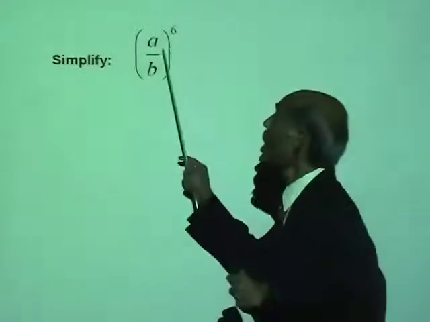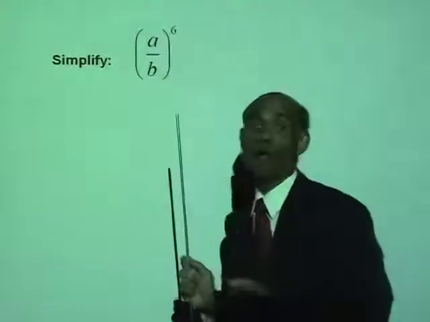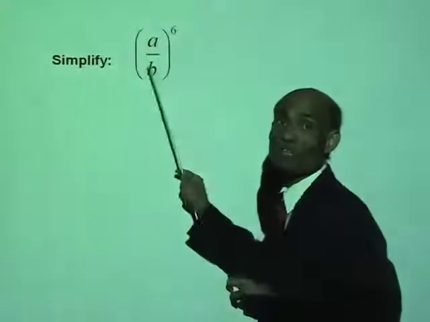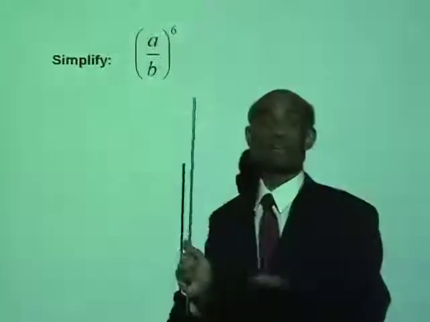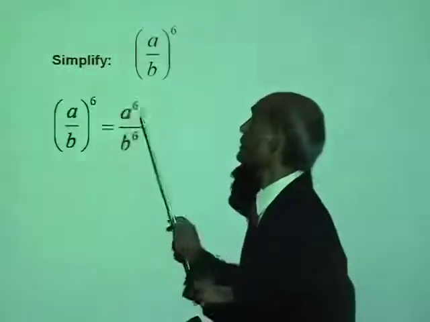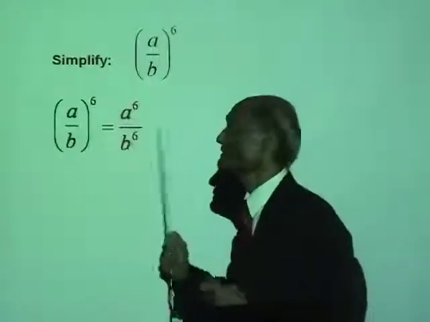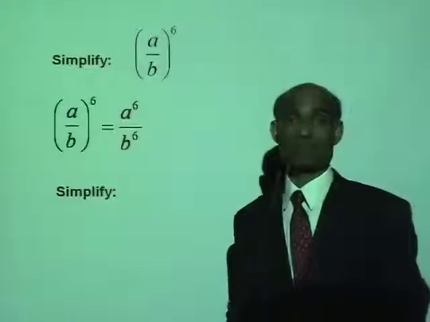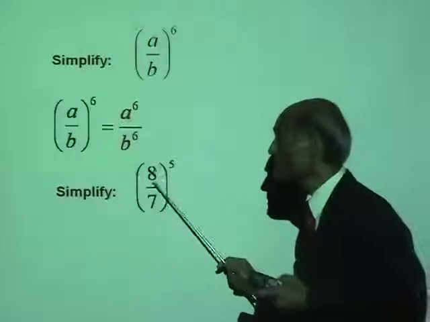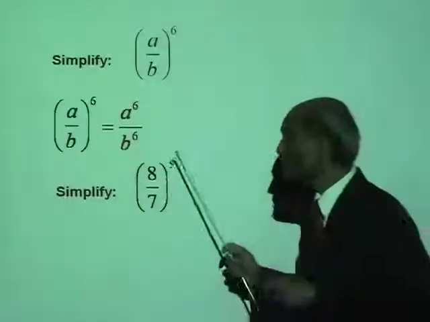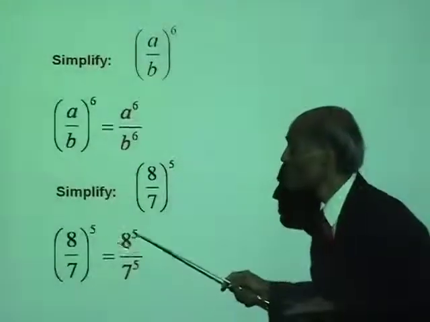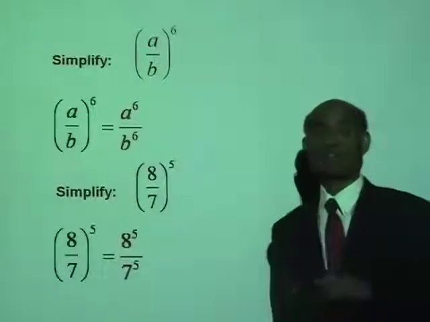Simplify. a over b all to the power of 6. It means a is raised to the power of 6 and b also is raised to the power of 6. So a over b all to the power of 6 is a to the power of 6 divided by b to the power of 6. Another one. Same kind of problem. 7 over 8 all raised to the power of 5. What would that be? That will be 7 to the power of 5 divided by 8 to the power of 5.